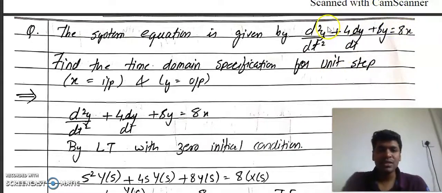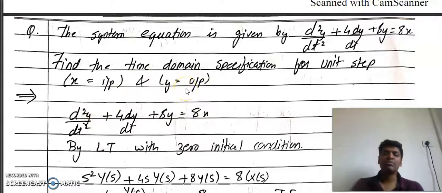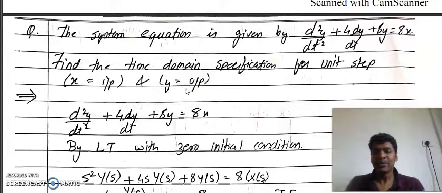Now see, this is the differential equation of the system, and in the introductory lecture on the transfer function, we have seen how to find the transfer function by using the differential equation. Here it is mentioned that x is input and y is output. By the basic definition, what is the transfer function? It is the Laplace transform of output to the Laplace transform of input with zero initial conditions.